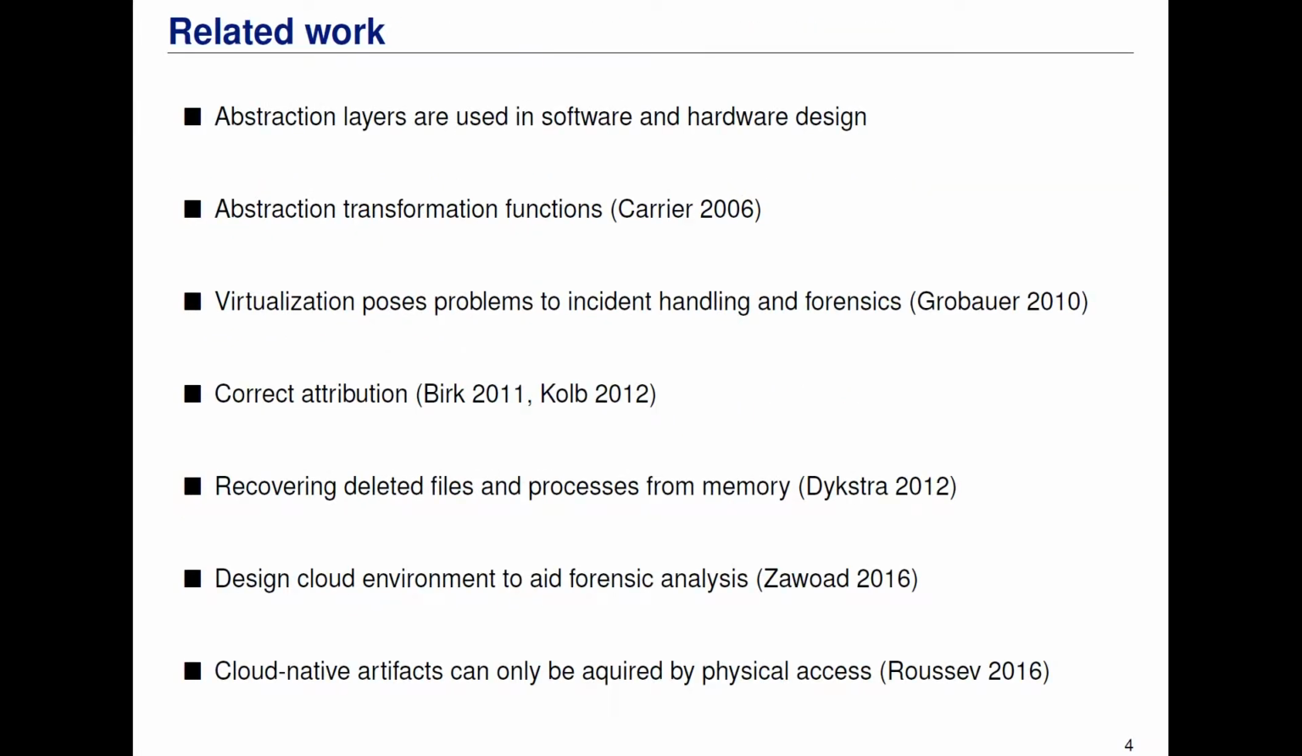Good, there are some related works. Abstraction layers are used in software and hardware design, we know that. We have abstraction transformation functions from Carrier. He goes a little bit deeper than we do, so he also attributes, for example, problems in the implementation of the reverse engineered data structures, which are not fully understood, and also, of course, problems while collecting the evidence, corruption, all that.